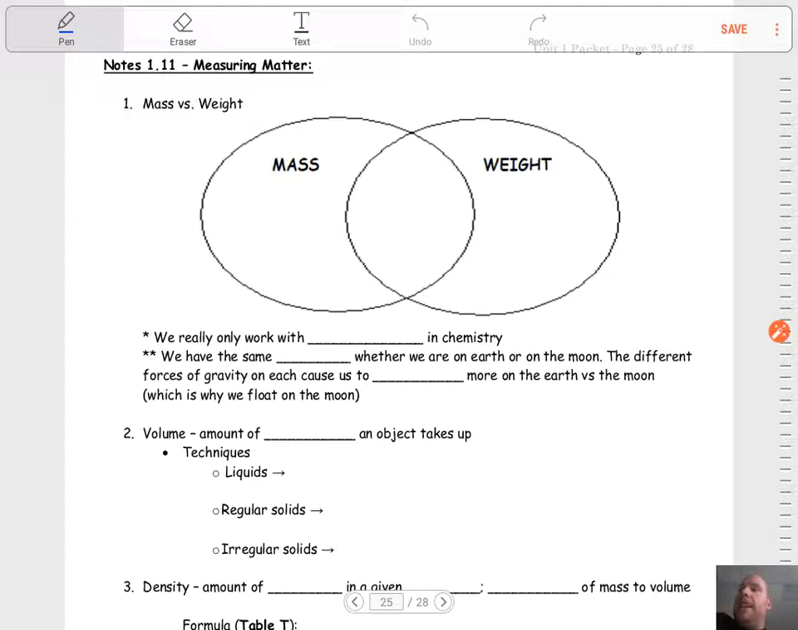There's four different things that we're going to talk about. We're going to talk about mass versus weight. We're going to talk about volume. We're going to talk about density. We're going to talk about percent error.